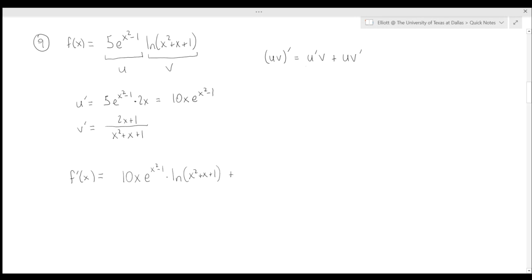And then we've got plus u, which was 5e to the x squared minus 1, and then times v prime. So v prime we have is 2x plus 1 over x squared plus x plus 1. And since the problem says we don't need to simplify, I will leave my answer as this.